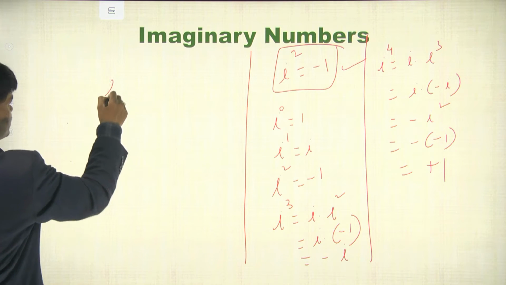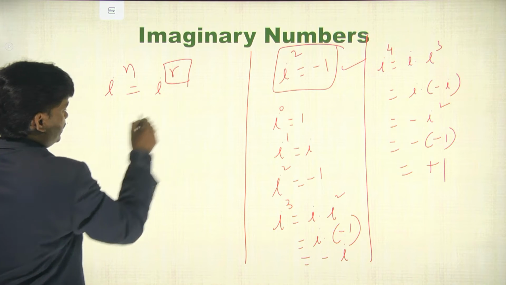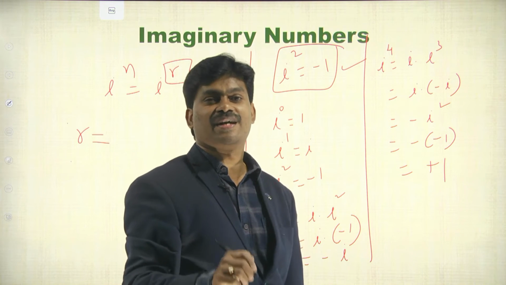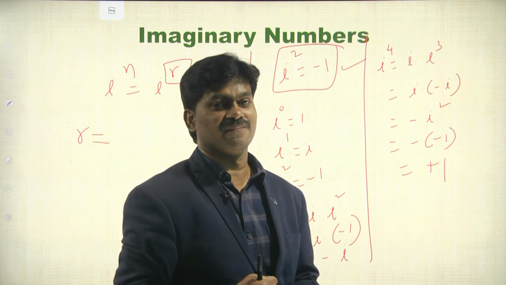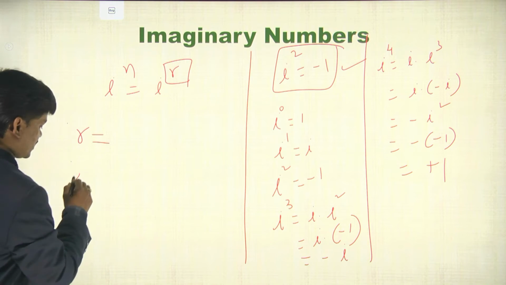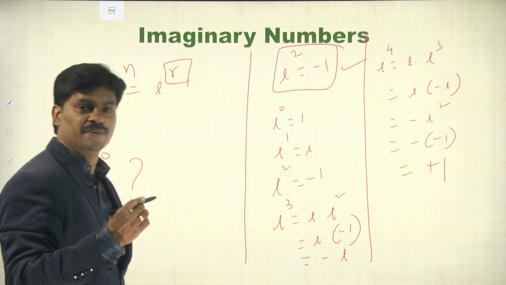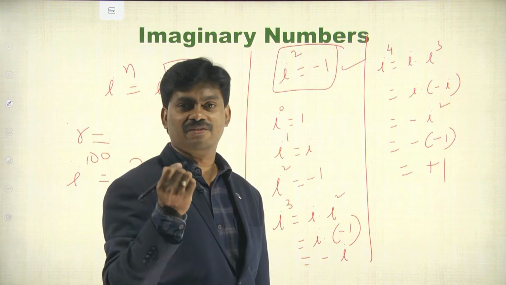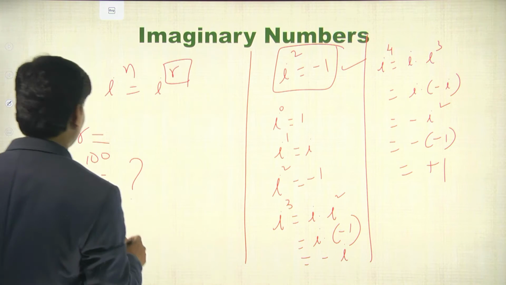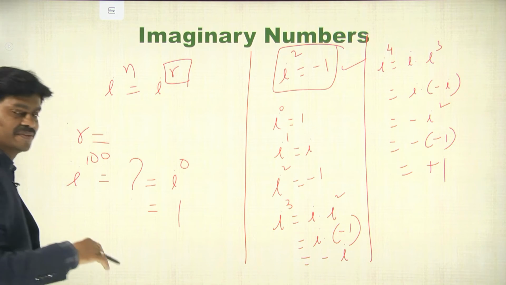So the rule is i power n is equal to i power r. Here r is the remainder when n is divided by 4. Let me write an example here. I power 100, what is its value? Just divide 100 by 4. What is the remainder you will get? You will get 0. Then the answer is i power 0, and i power 0 is 1.